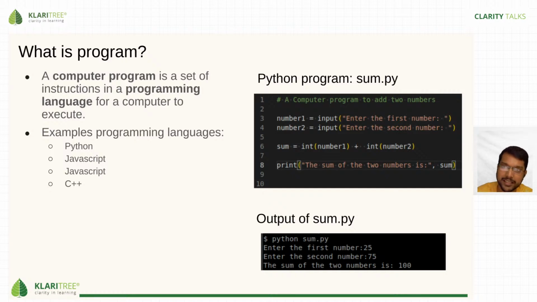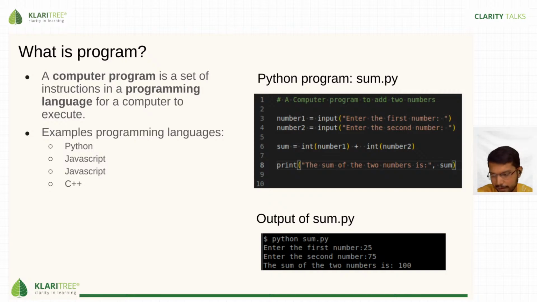I'll actually read this out. A computer program is a detailed set of instructions in any particular programming language for a computer to execute. So as a user, I'm telling my program what I want it to do. It could be as simple a program as adding two numbers, which you can see on the right side of the screen. This is a basic Python program.